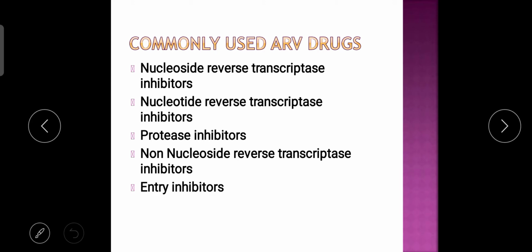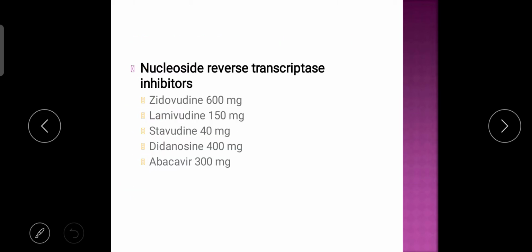Commonly used ART drugs, that is antiretroviral drugs, are nucleoside reverse transcriptase inhibitors, nucleotide reverse transcriptase inhibitors, protease inhibitors, non-nucleoside reverse transcriptase inhibitors, and entry inhibitors. Examples of nucleoside reverse transcriptase inhibitors are zidovudine 600 mg, lamivudine 150 mg, stavudine 40 mg, didanosine 400 mg, and abacavir 300 mg.